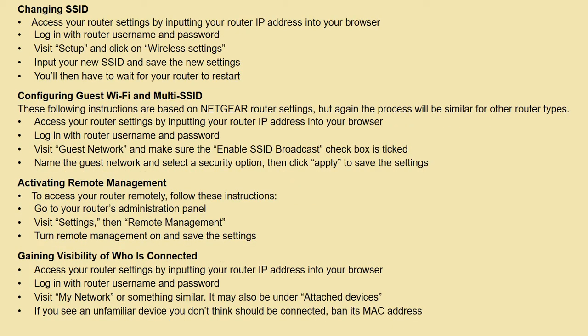Then after, how to change the SSID. Access your router settings by inputting your router IP address into your browser. Log in with router username and your password. Then visit the setup and click on wireless settings. Then input your new SSID and save the new setting. Then you will have to wait for the router to restart, okay. So after the router restarts, it becomes changed.